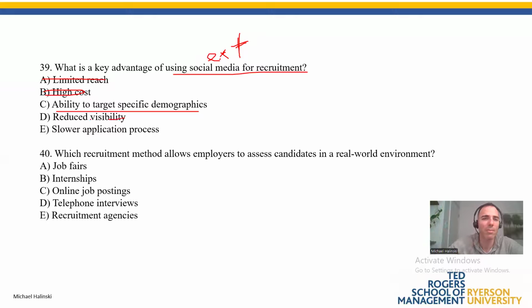Reduced visibility? No, this is increased visibility. Slower application process. It's kind of a weird phrase. I don't know why that's related to recruitment. So no, that's not it. Okay, the ability to target specific demographics.